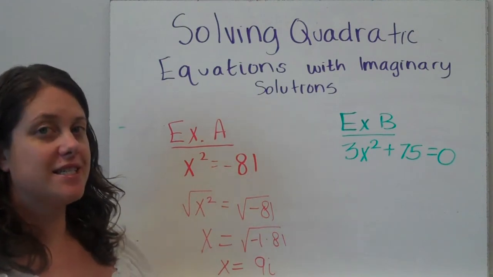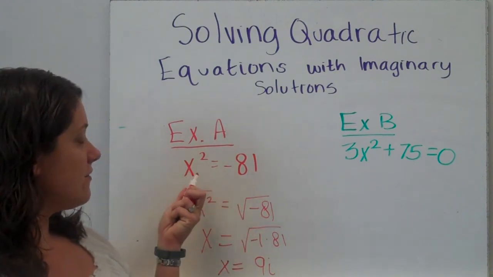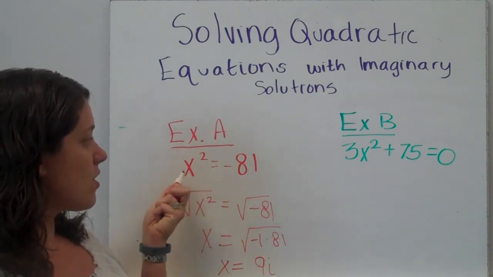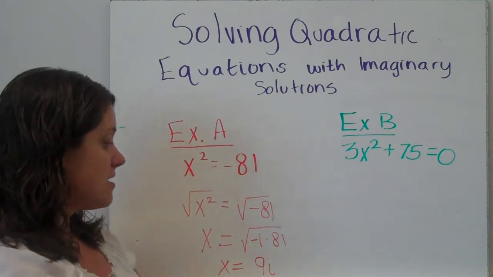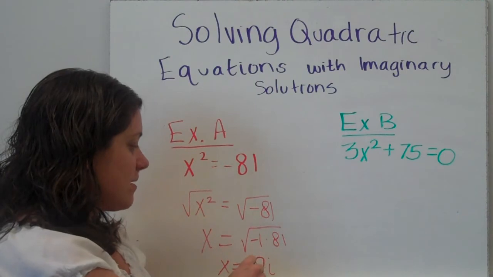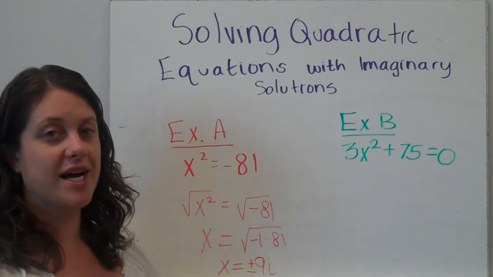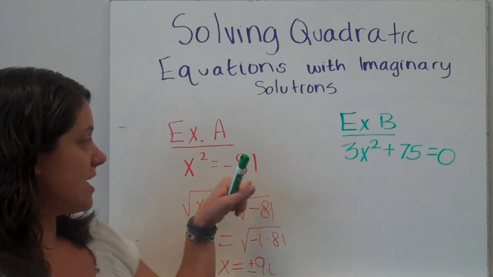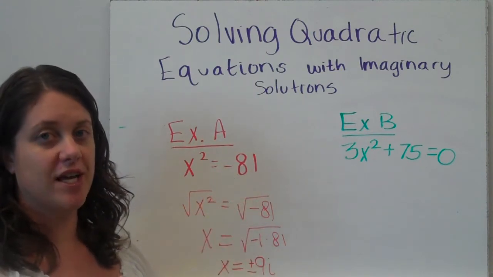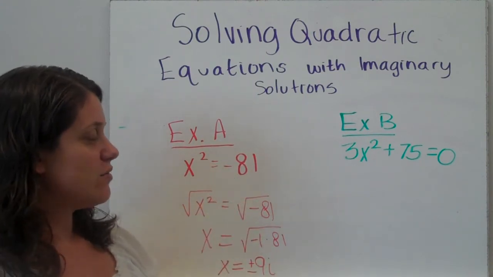9i. And since I did not really know starting off, this could be a positive or a negative, and either way, if I square it, I could get negative 81. So my answer is going to actually be positive or negative 9i, because I'm not sure if it's a positive or negative 9i that ends up giving me the negative 81. Okay, moving on over here.